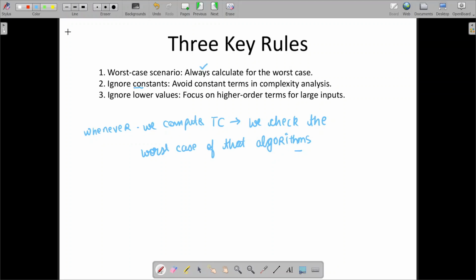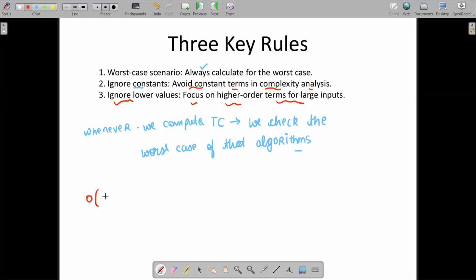I already told you in between: you can ignore or avoid constant terms in complexity analysis. Ignore lower values. What does that mean? I will tell you. Focus on higher order terms for larger inputs. Firstly, I will tell you about constants.